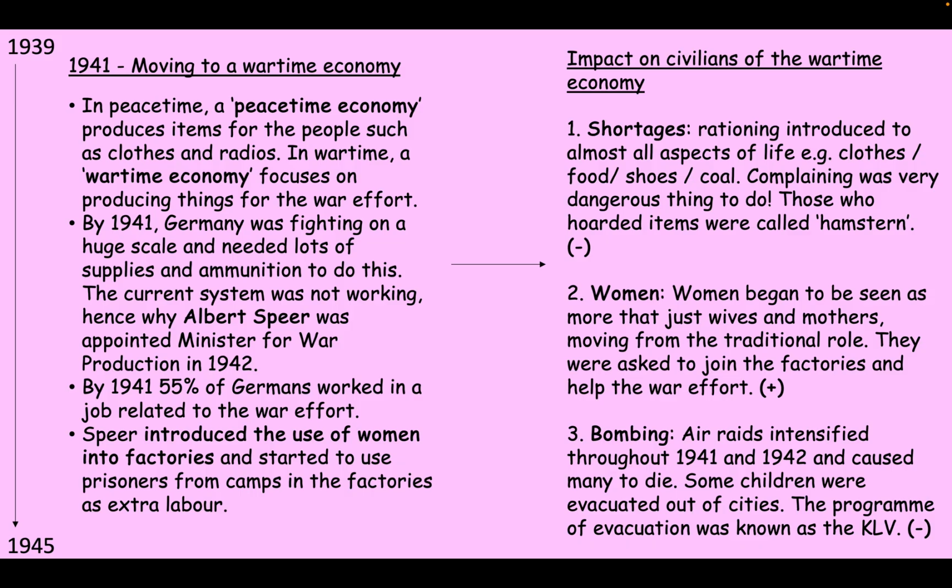But from 1941 and into 1942, the British intensified their air raids on German cities. So the bombing meant that children were evacuated out of the cities, and this evacuation program was known as the KLV. Now, if children are being removed from cities, away from their parents, and bombing is causing many people to die, the wartime economy clearly is having a negative impact, as the British are trying to bomb their factories producing ammunition and their factories producing clothing.